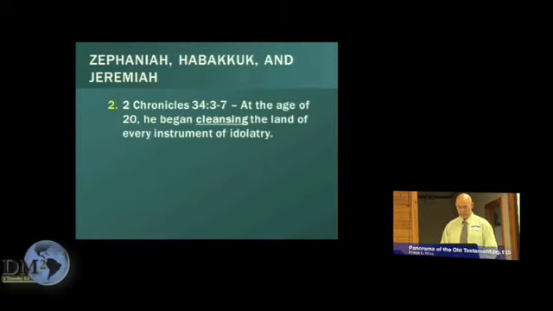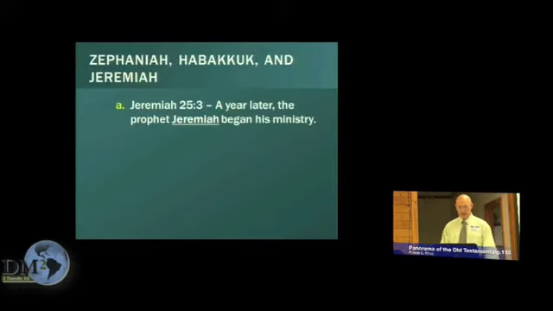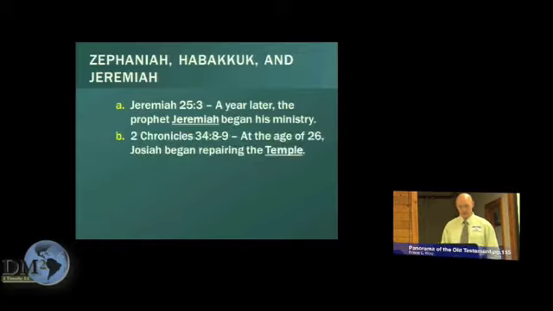2 Chronicles 34:3 through 7. At the age of 20, he began cleansing the land of every instrument of idolatry. Jeremiah 25:3. A year later, the prophet Jeremiah began his ministry. So, at the age of 20, 21 is when Jeremiah begins his ministry. That doesn't mean Jeremiah is a young guy, but it means that's when his ministry begins. 2 Chronicles 34:8-9. At the age of 26, Josiah began repairing the temple.